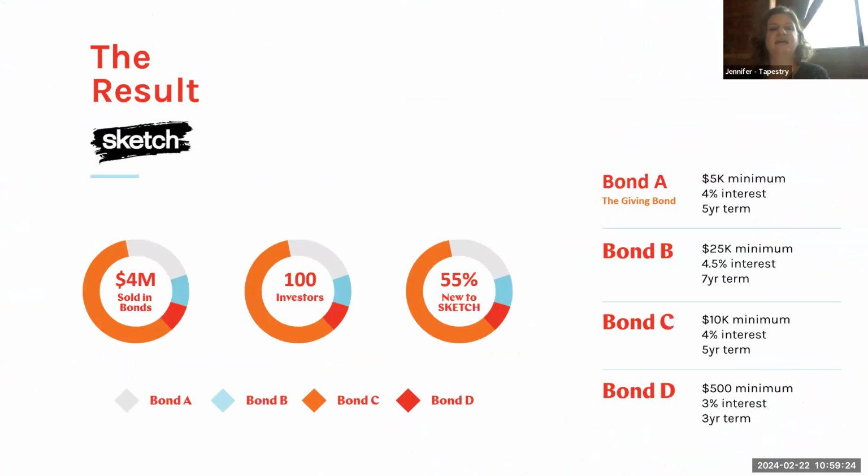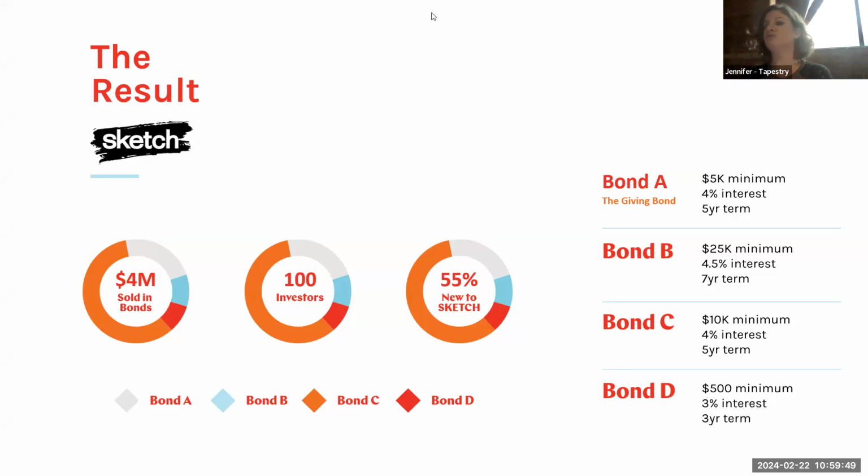They worked on a community bond campaign whereby they offered 4 different series of bonds to their community members. They wanted to offer a bond or an investment that worked with their participants and their participant families. So they went with a low minimum on bond D at $500, as you can see on the bottom right, a fairly short term and an interest rate of 3%.